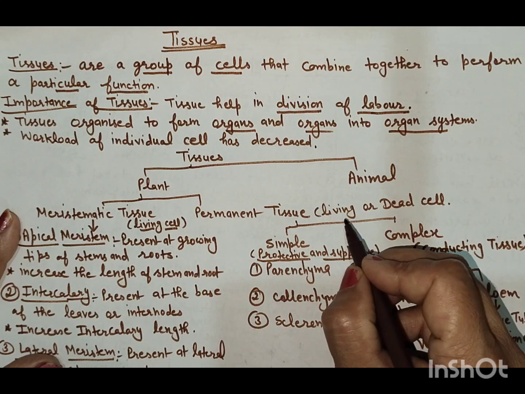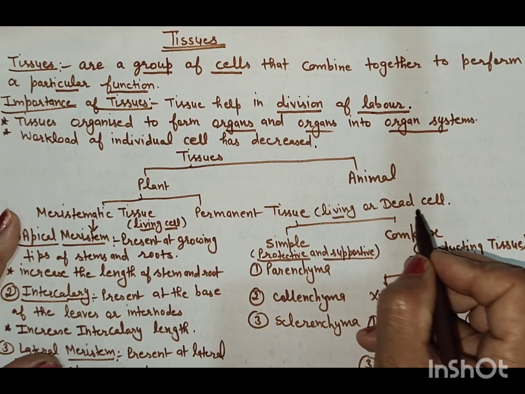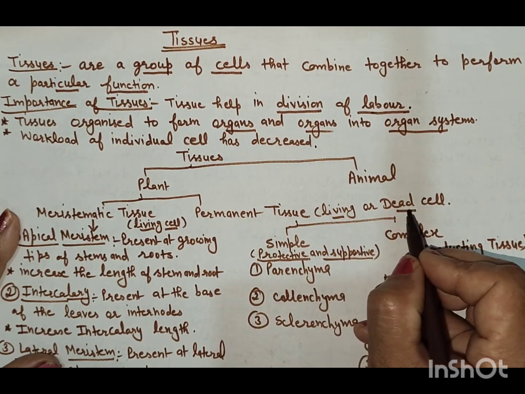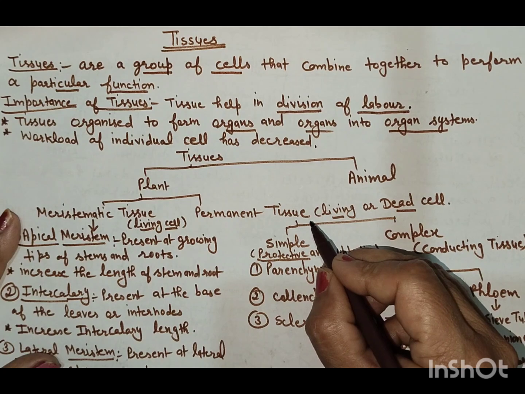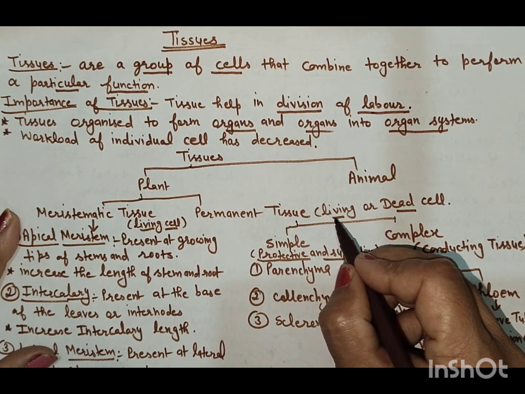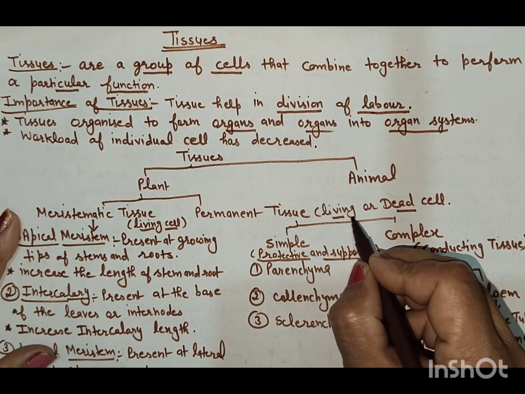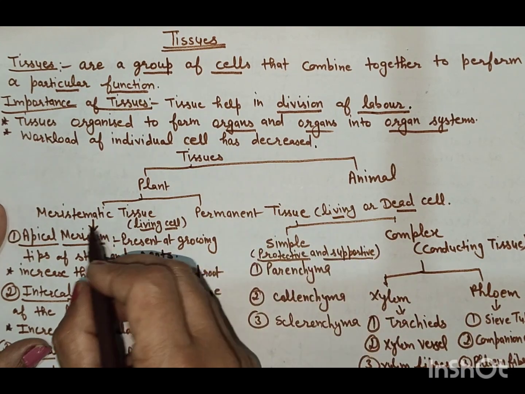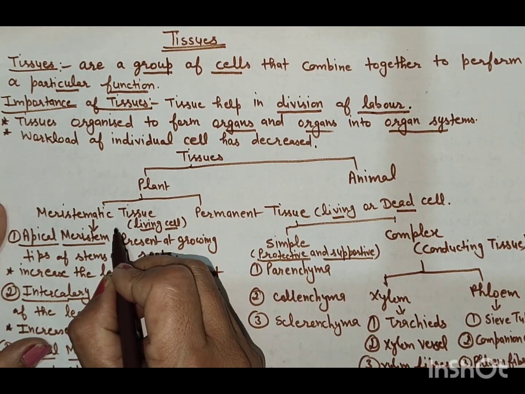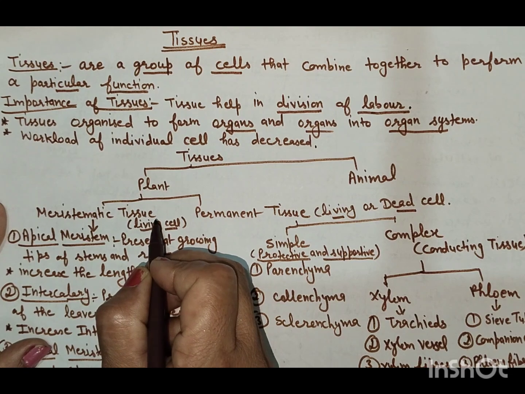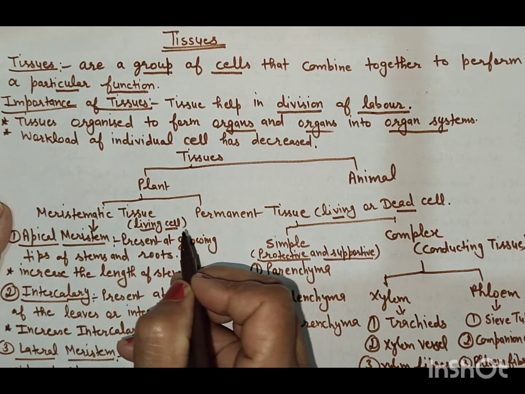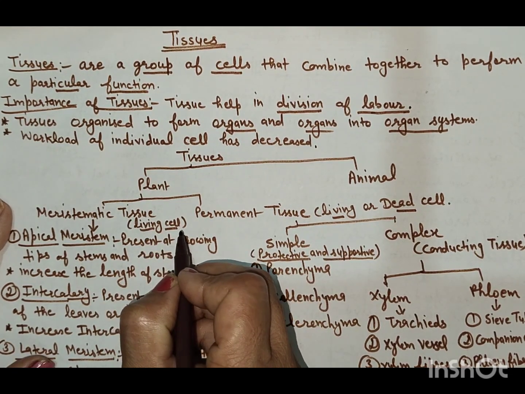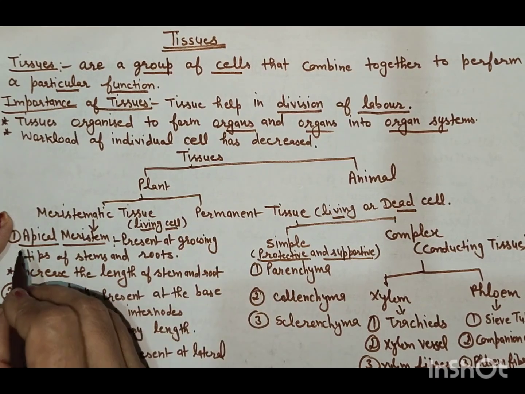Permanent tissue. These cells may be living or dead. Both types of cells are present in permanent tissue, and they lose the ability to divide and become permanent tissue. Now, meristematic tissue has the power of division for full life and its cells are living. It is of three types.